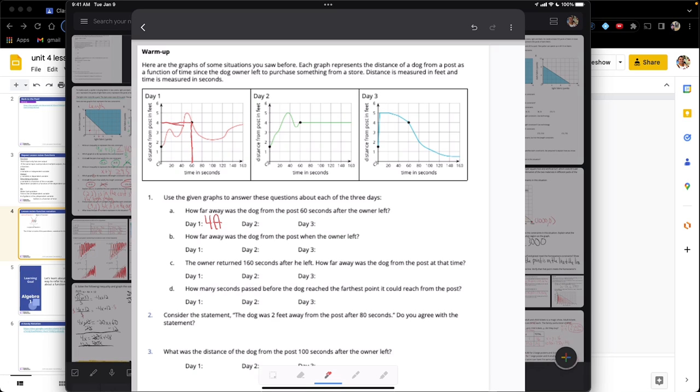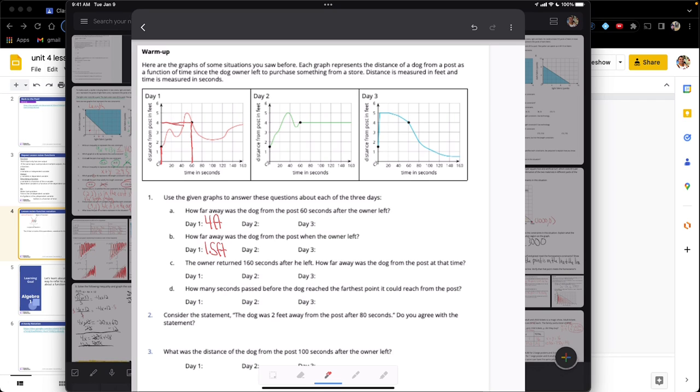So that will be 4 feet. How far away was the dog from the post when the owner left? So at the time that the owner left, that would be at time 0. So that would be 1.5, about 1.5 feet. We'll estimate it at that.